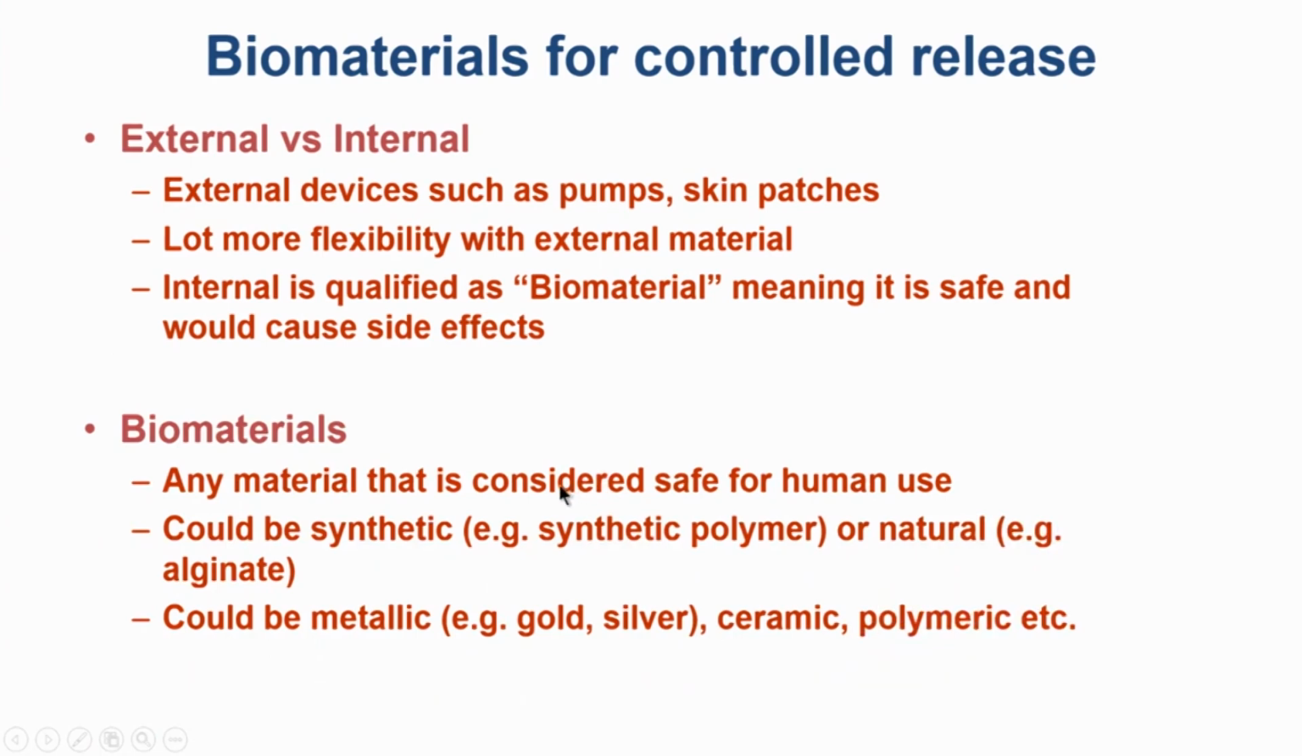So, as I just said, any material that is considered safe for human use can be called a biomaterial. These could be synthetic or natural. Synthetic polymers are used, and natural polymers such as alginate, produced by plants and bacteria. They could be metallic, as I just said, titanium and stainless steel, gold and silver. They could be ceramic, or a polymeric material.